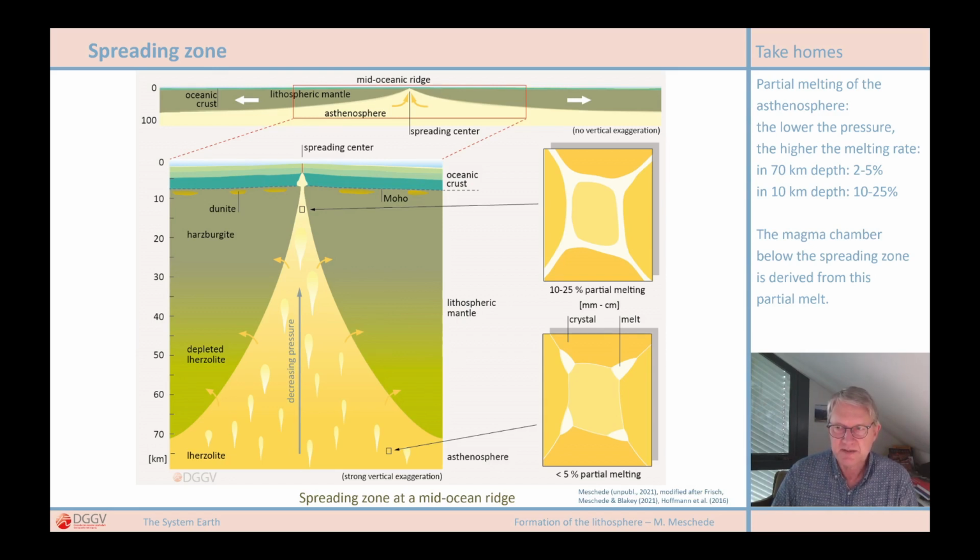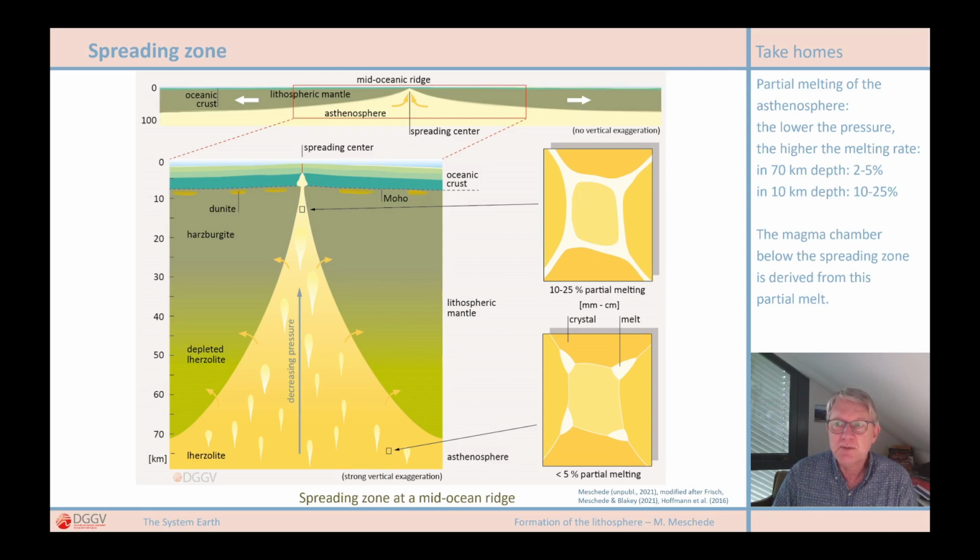In some cases, the rate of partial melting at shallow depth directly beneath the spreading zone can increase to more than 25%. And these partial melts ultimately feed the magma chambers beneath the spreading zone from which the oceanic crust is finally formed. The lithospheric mantle, on the other hand, does not evolve from a magma chamber beneath the spreading zone from which the oceanic crust is formed.